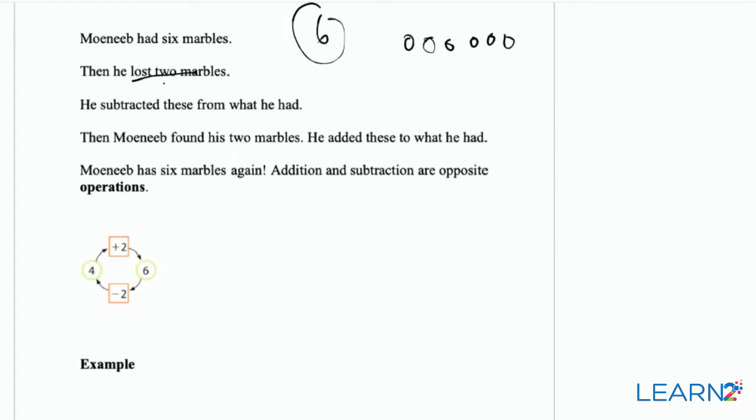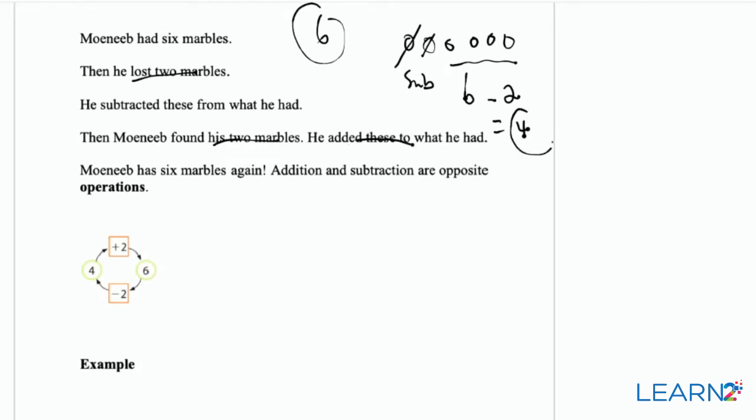So if he loses, it means we are reducing, we're going down. Lost means subtract. So if we had 6 and we lost 2, then how many do we have? Well, we've got 4. We could write that as 6 minus the 2 means we now have 4. Then it says Munib then found his 2 marbles. So what did he do? He then added these to what he had.